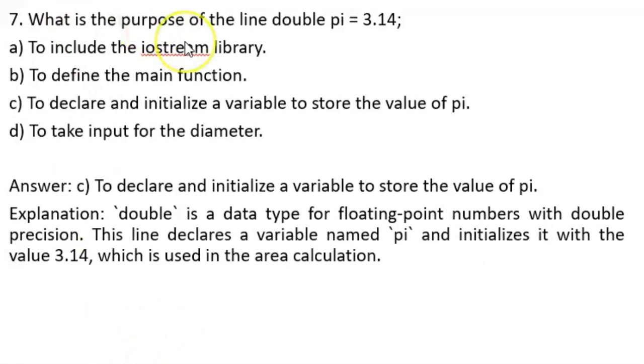Question number 7. What is the purpose of the line double pi equals 3.14? A, to include the iostream library. B, to define the main function. C, to declare and initialize a variable to store the value of pi. D, to take input for the diameter. The answer is C.